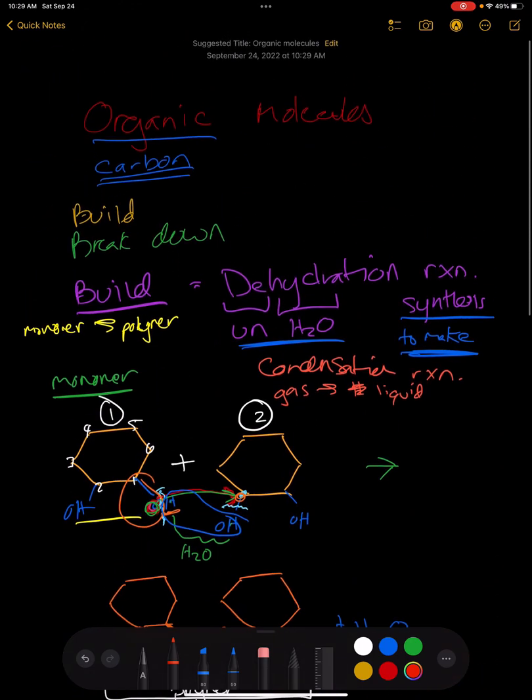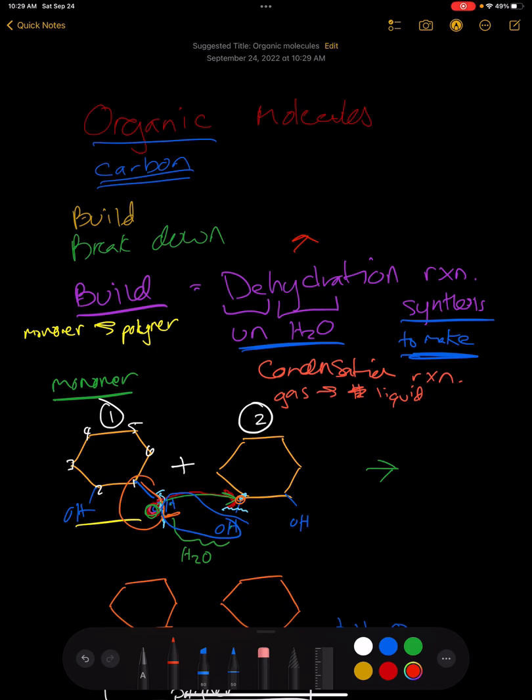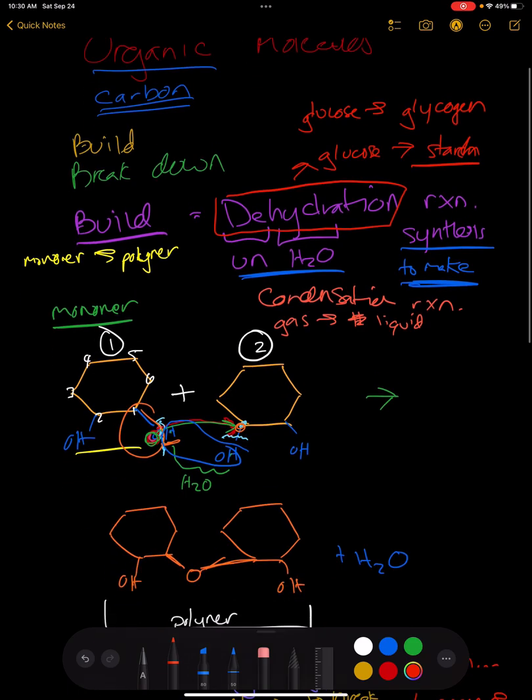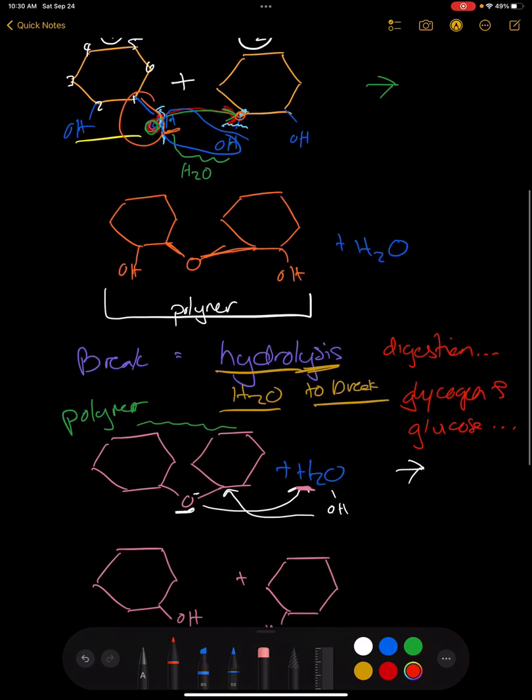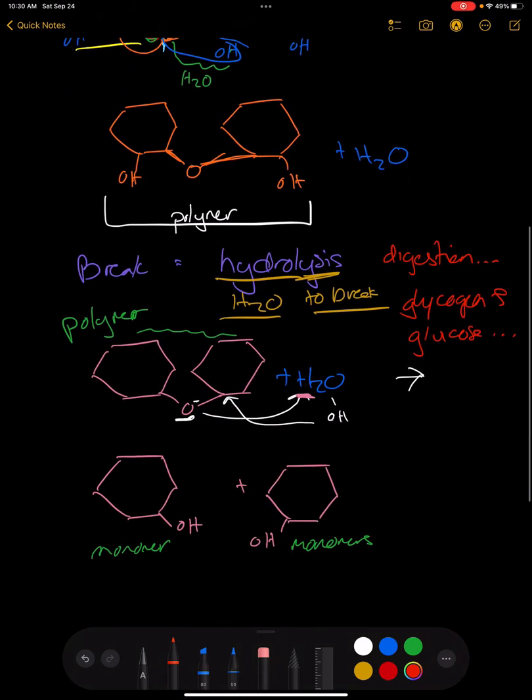Versus up here for dehydration, this is when I want to build things. Maybe I have too much glucose inside my body and I want to build it into glycogen. Or maybe plants make glucose during photosynthesis, and they want to store that as starch so they can have an energy reserve later. That's how we build things: by dehydration, and really I'm just taking away water. I made water, and then I join things together, and hydrolysis is when I use water to break them apart. Hope that helps.